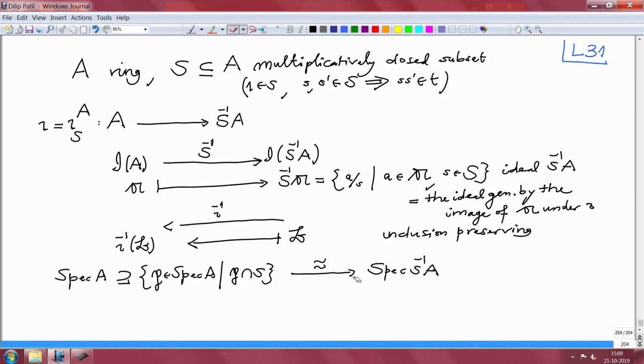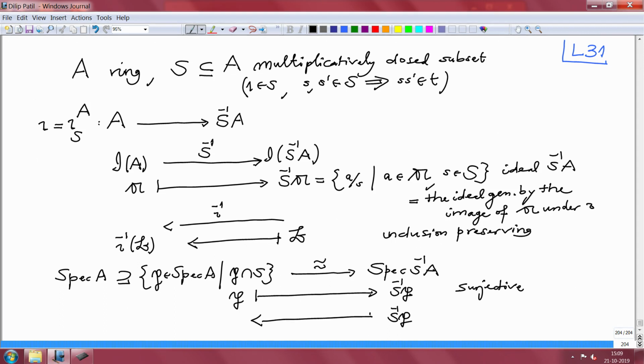In this bijection, any P here goes to S inverse P, and we have proved this map is surjective, and therefore we can define a map in the other direction, that S inverse P goes to iota inverse of S inverse P, and this is equal to P. That means these maps S inverse and iota inverse are inverses of each other. All right, so this is what we did. Now I want to deduce some consequences of this.